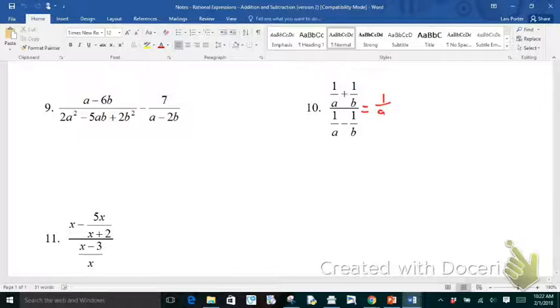So I'm going to say I know what to do with division of fractions. This is going to give me 1 over a plus 1 over b, and we end up multiplying by the reciprocal. So that means we're going to multiply by a over 1 minus b over 1.